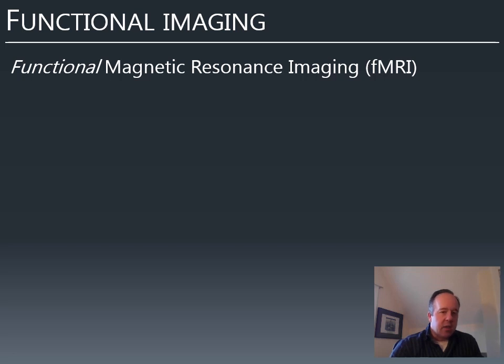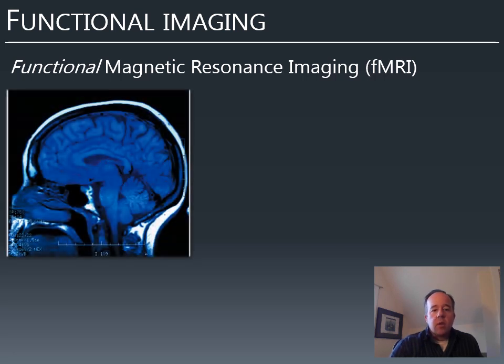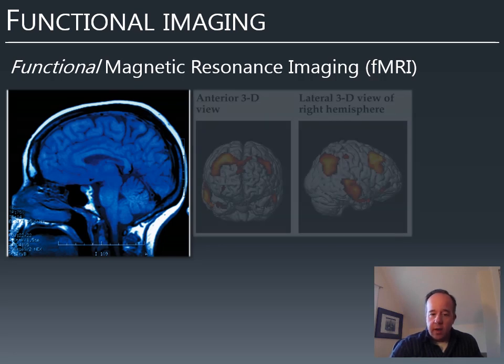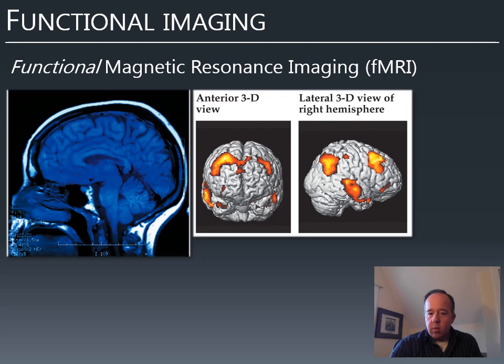Another imaging technique is functional magnetic resonance imaging, often just called fMRI. As the name suggests, this is a functional technique. MRI, without the F, looks at structure. fMRI looks at function, that is, neural activity. So this is the same basic idea as magnetic resonance imaging. It's also observational, it's also non-invasive, but instead we're looking at neural activity.